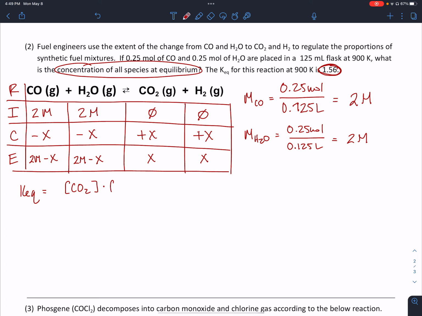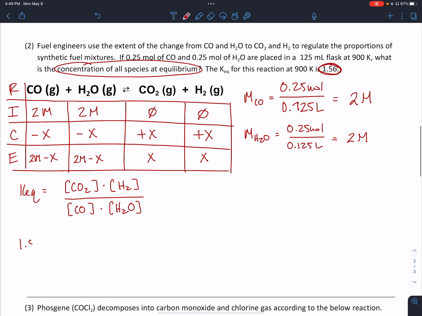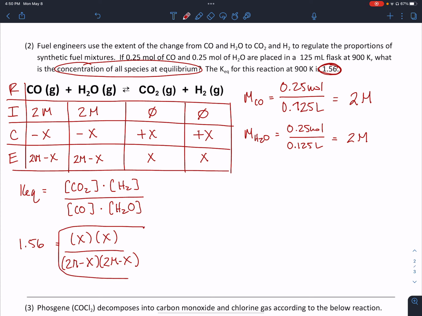Products, CO2 times H2 over reactants, CO times H2O. So there's our expression. We're going to set it equal to our KEQ value, which is 1.56. And then we're going to plug in this equilibrium row. So for the top, we have X times X over 2 molar minus X, 2 molar minus X. Now, I don't know if you're paying attention, but I can rewrite this. I can have 1.56 is equal to X squared divided by 2 molar minus X squared.